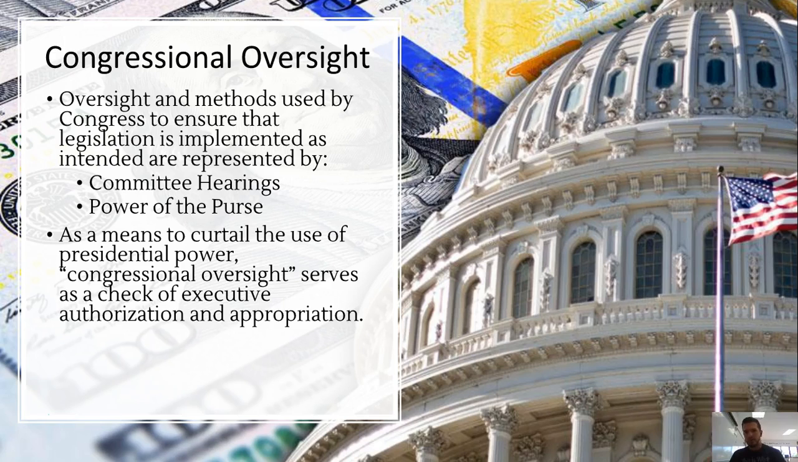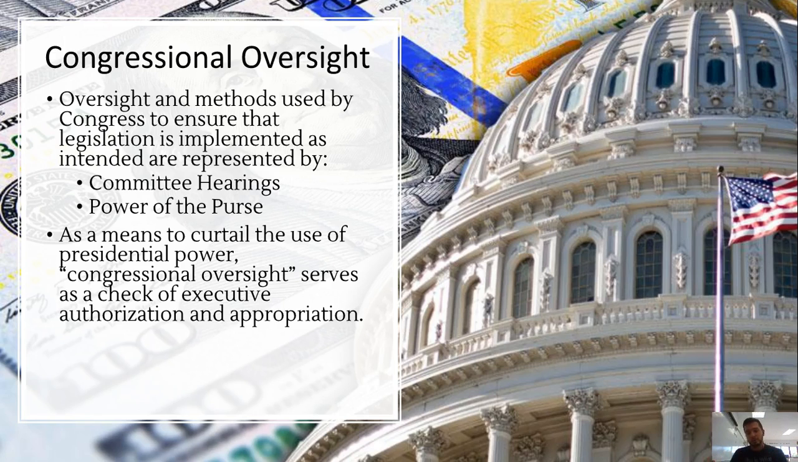All right, last thing, guys, and I'm going to go through this real quick, is congressional oversight. We talked about it, it's in the book briefly, but I want to make sure you guys know what we're talking about. Again, oversight and methods used by Congress are about ensuring that legislation is implemented as intended, and they're going to do this in a couple ways. They're going to hold hearings where they will call in members of the executive branch or members of the bureaucracy to make sure that these laws are getting implemented appropriately.